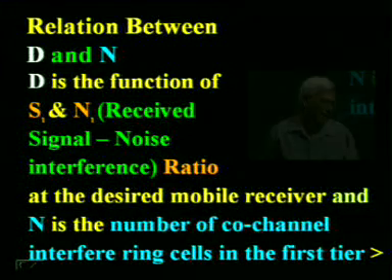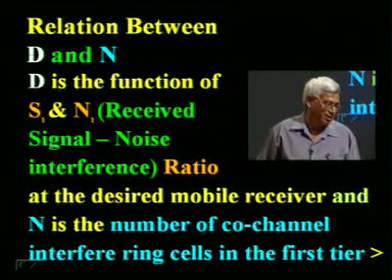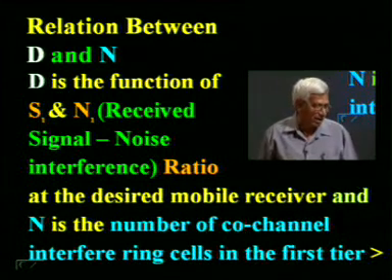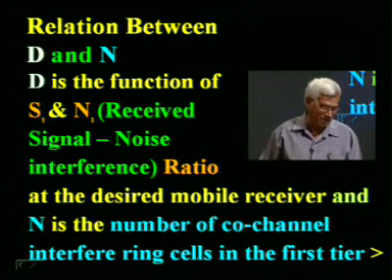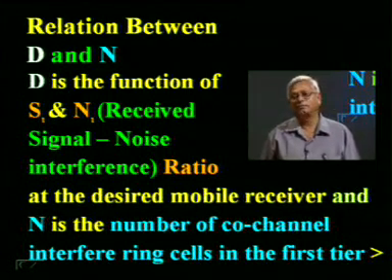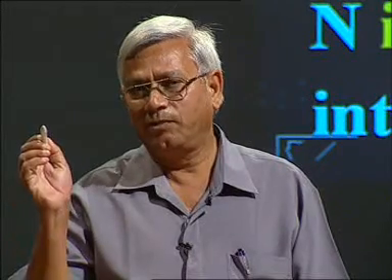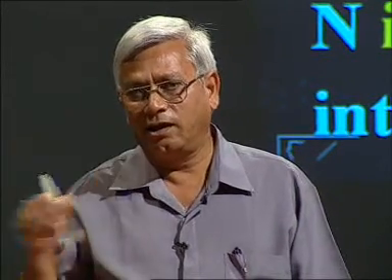noise. So, therefore, this is a function of S1 and N1, the received signal to noise interference ratio at the desired mobile receiver, and N is the number of co-channel interfering cells in the first tier. So, N is the co-channel interfering cells in the first tier. If you get the 7 cell cluster, these are 6 in number, but if the cluster size is different, the N will also be different.